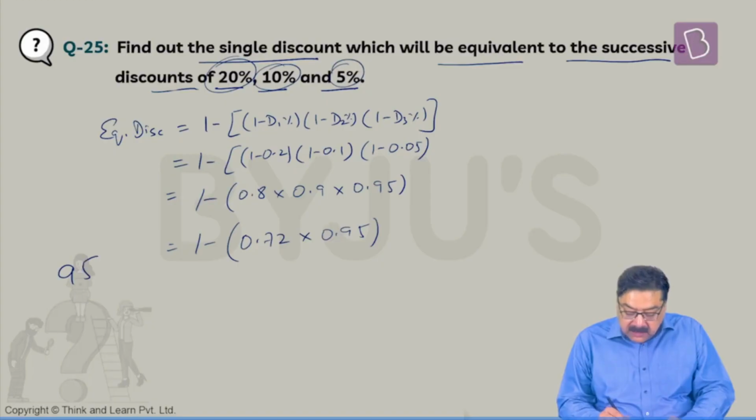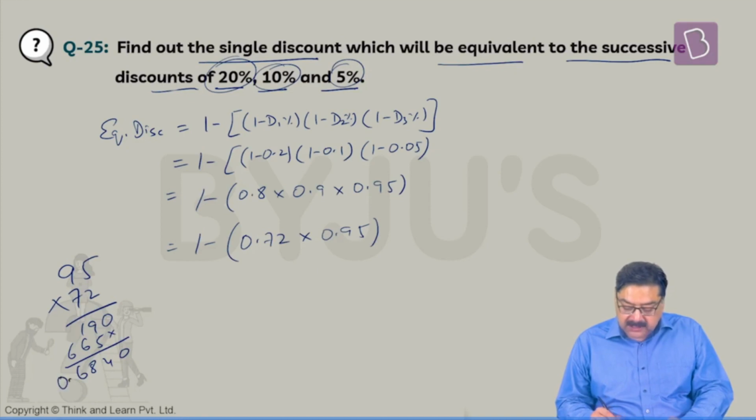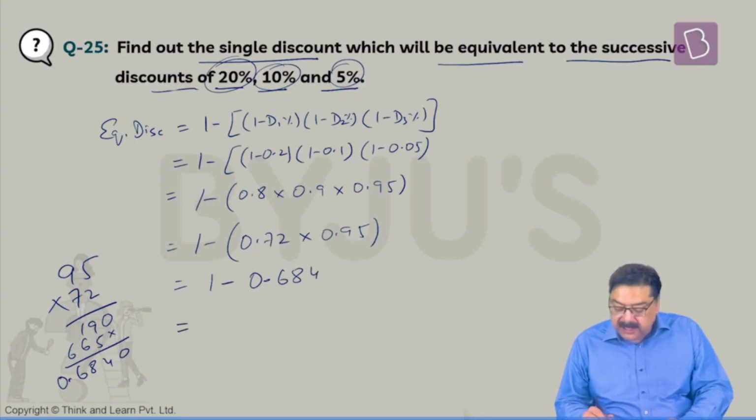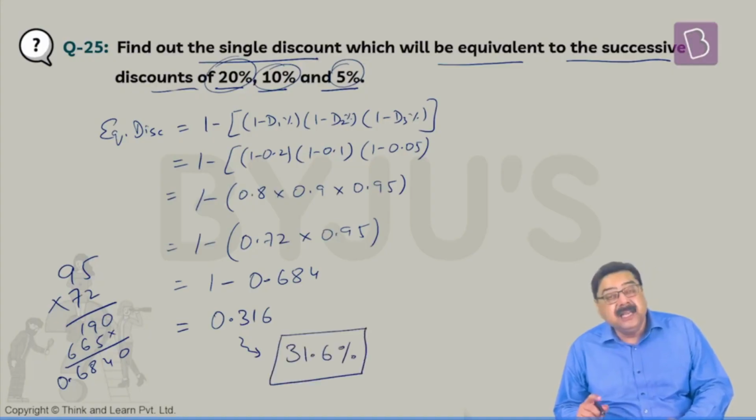So let us do our multiplication here. 5 2s are 10, 9 2s are 18, this is 19, 7 5s are 35, 7 9s are 63, is 66, so 0486. So 0.6840 is what we get here. So it is 1 minus 0.684, which shall be 0.316, and it is equal to 31.6% as the equivalent discount.